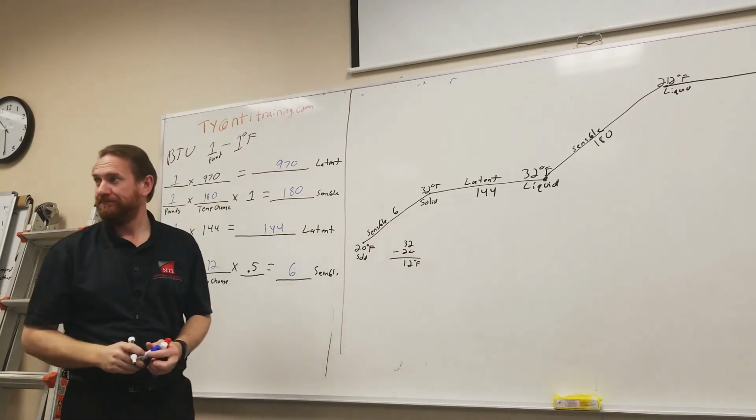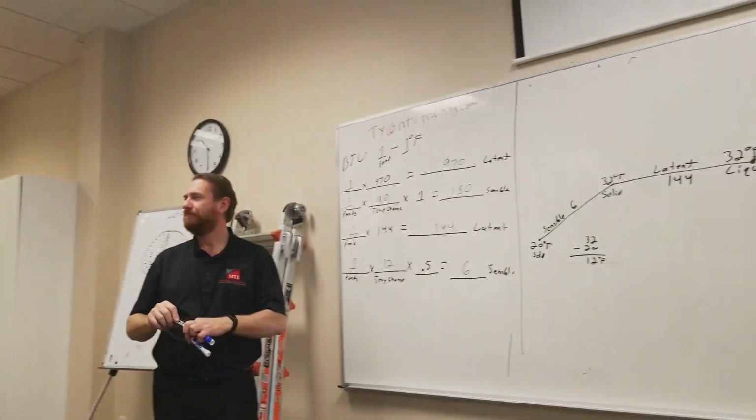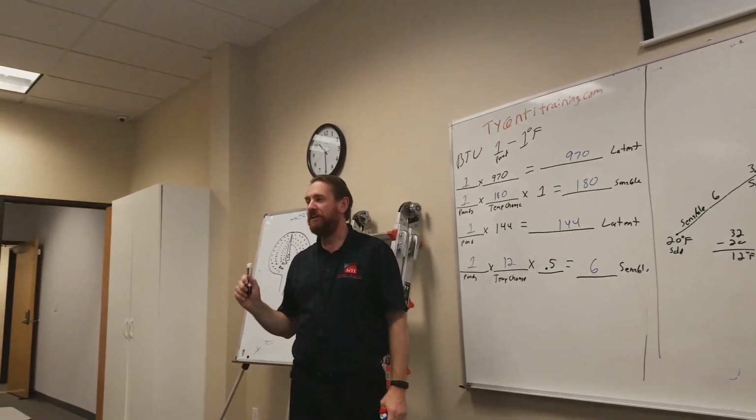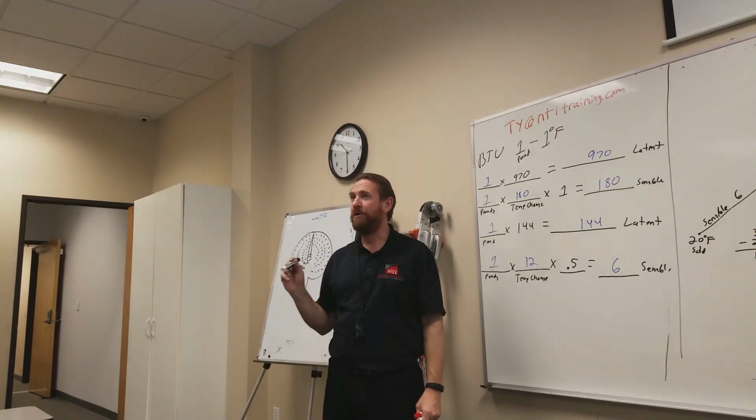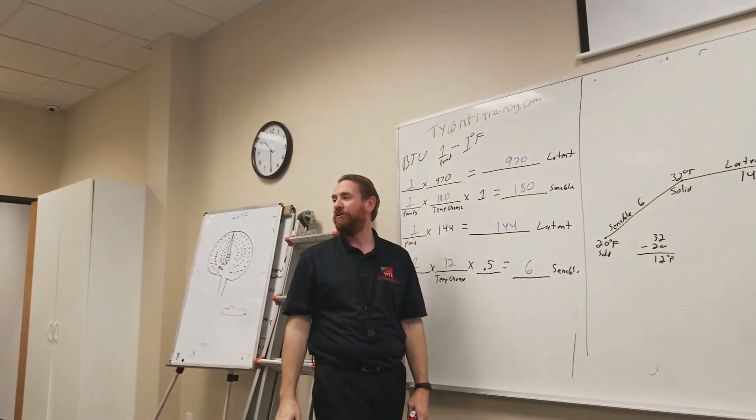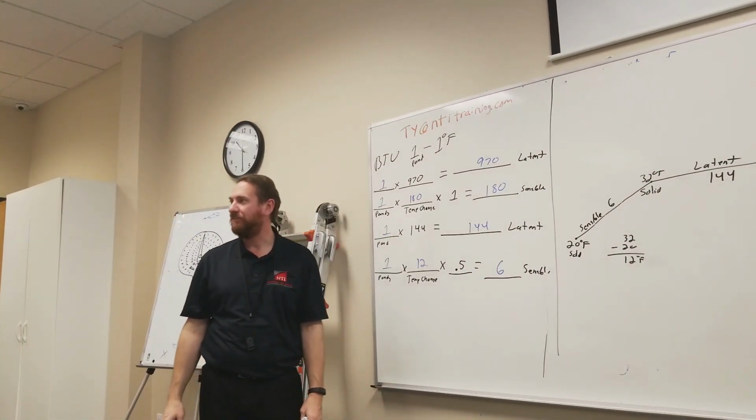So the 0.5 was the amount of BTU required, not to change solid, but to keep it solid. To change 1 pound of solid ice 1 degree Fahrenheit is 0.5 BTUs.